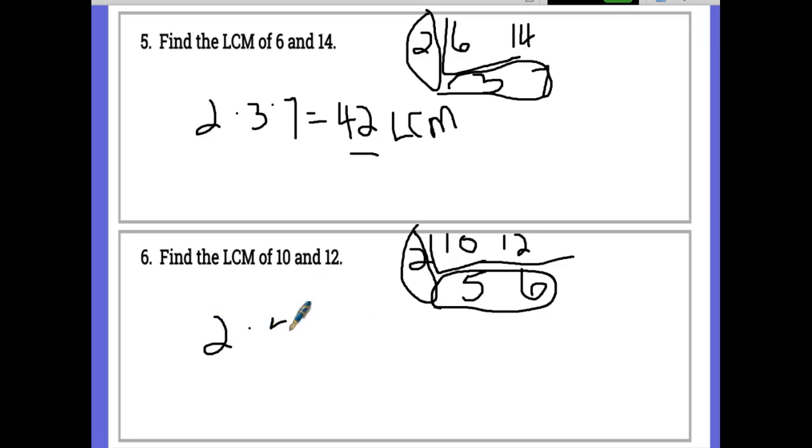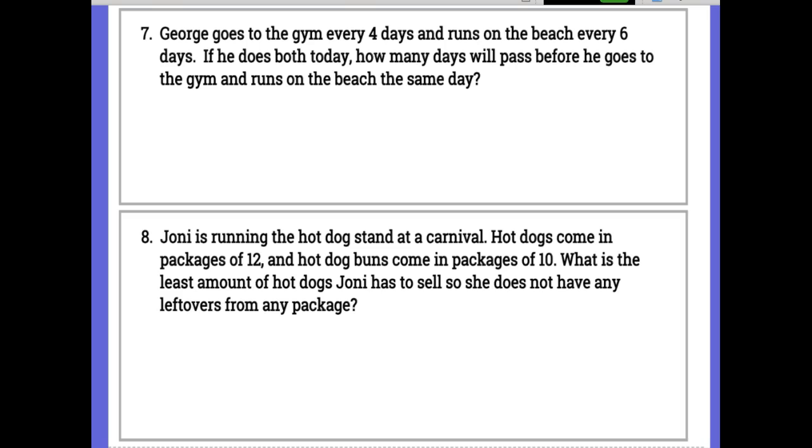2 times 5 times 6. 2 times 5 is 10. 10 times 6 is 60. And 60 is your least common multiple. I have no doubt you got that one too. Good job. Now, we've got 2 word problems here.